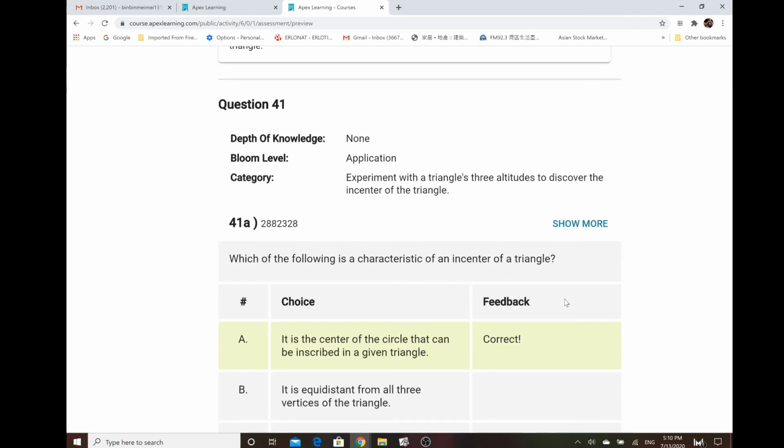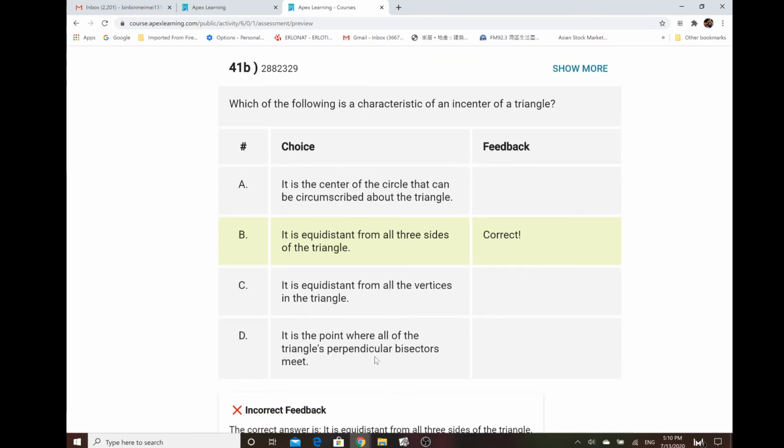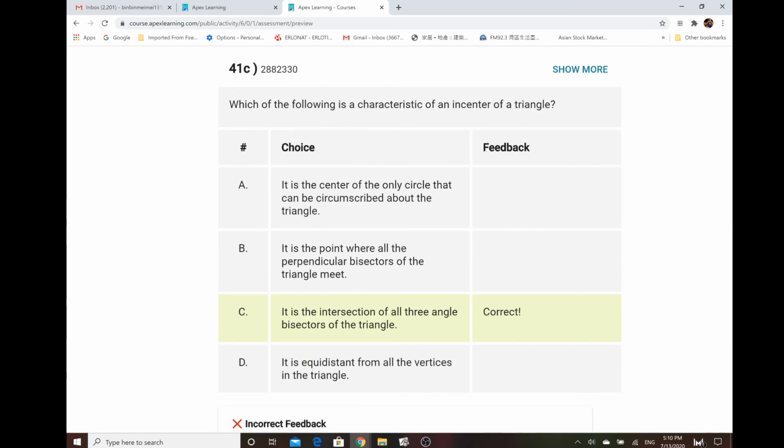And which of the following is the characteristic of the incenter of a triangle? The center of the circle that can be inscribed in a given triangle. If that's the incenter, it's just the other way around. That means the circle is inside the polygon. It shows that it is equidistant from all three sides of a triangle. And it's the intersection of all three angle bisectors of a triangle. So the incenter is the point where all three angle bisectors intersect.